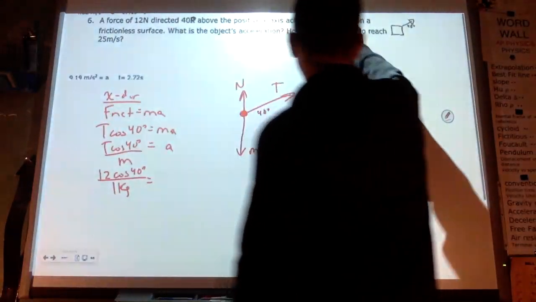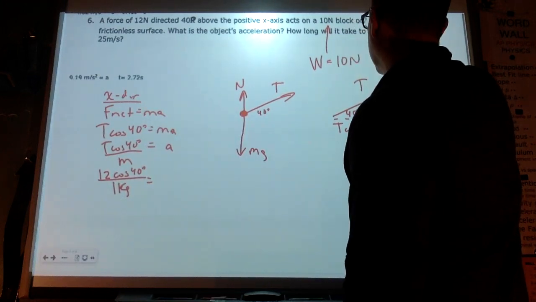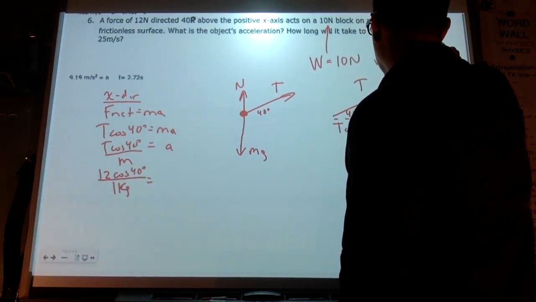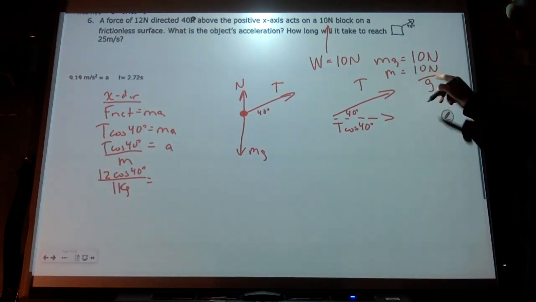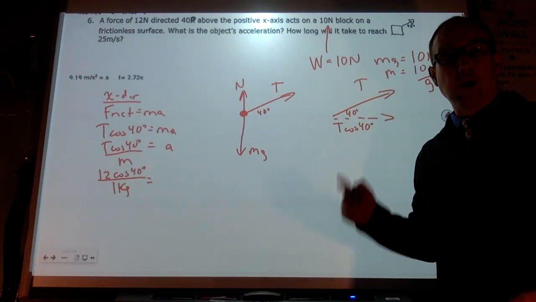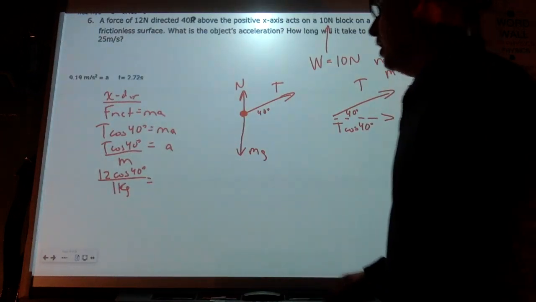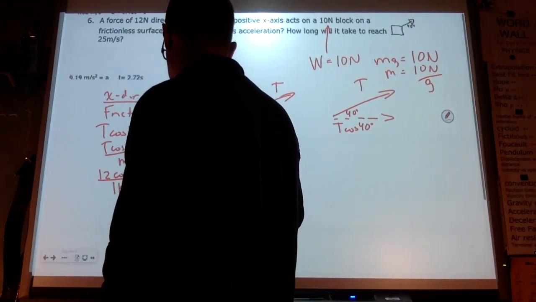It's a 10 newton block. So the weight is 10 newtons. So the mass would be 10 divided by g. So if g is 10, 10 divided by 10 would be a 1 kilogram block. All right, so this is going to give me an acceleration of almost 9.2.